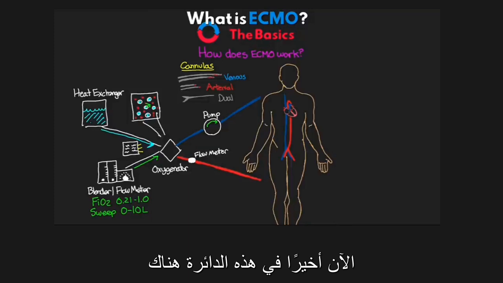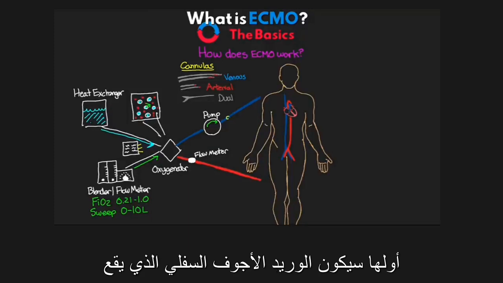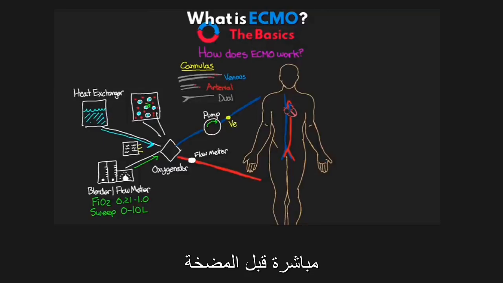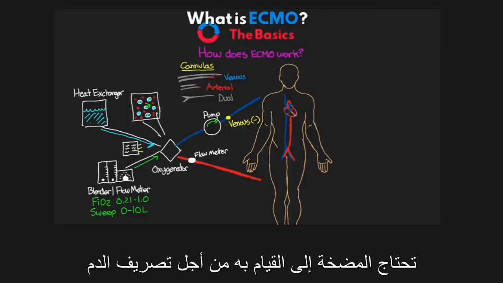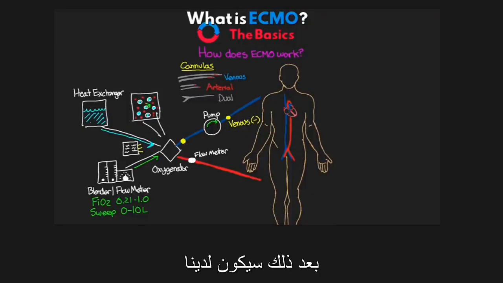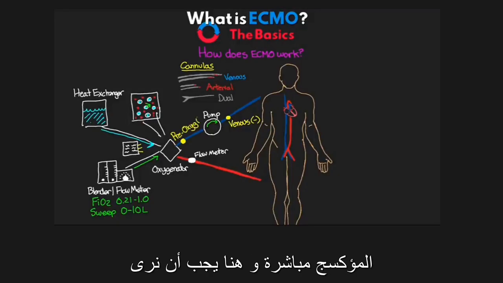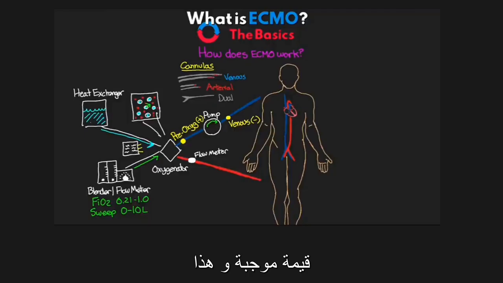Now, finally, in this circuit, there's 3 different places in which we're going to be monitoring pressures. The first is going to be the venous, which is right before our pump. And this one we should be seeing a negative value. This is basically the amount of work that the pump needs to do in order to drain the blood from the patient. Next, we're going to have additional pressure monitoring just before the oxygenator. And this one we should see a positive value. And this one basically is measuring the amount of resistance anywhere from the oxygenator onward in the circuit.